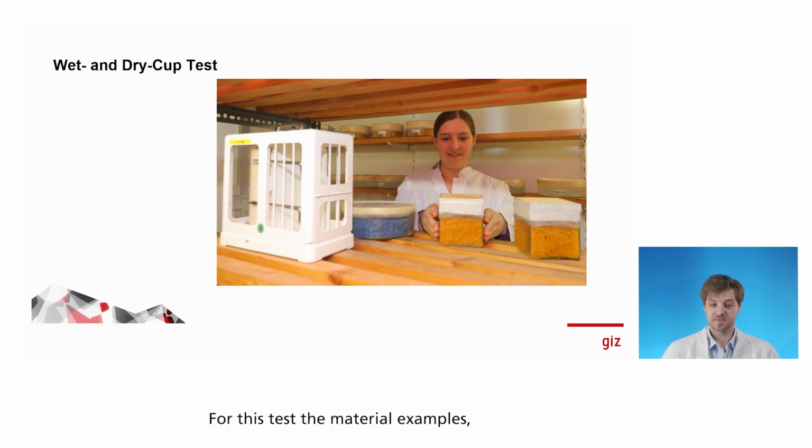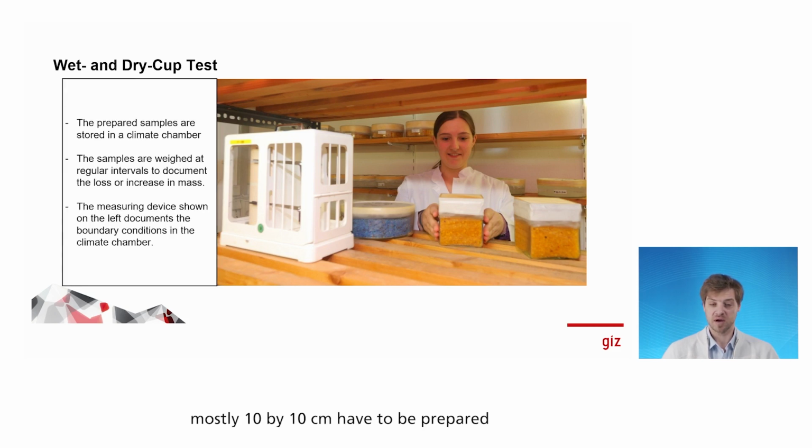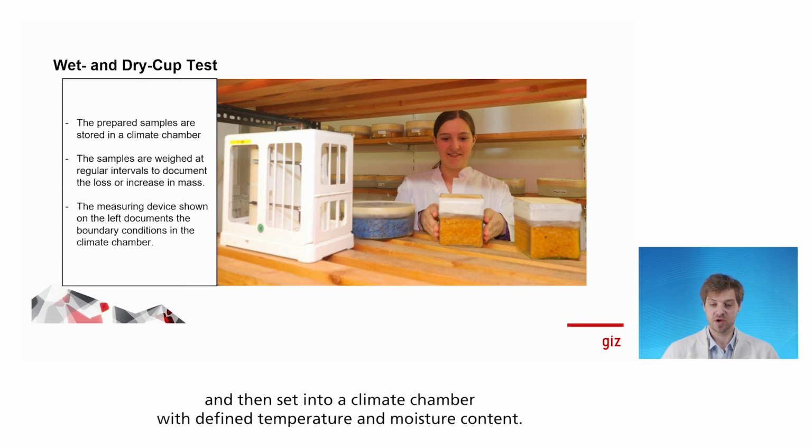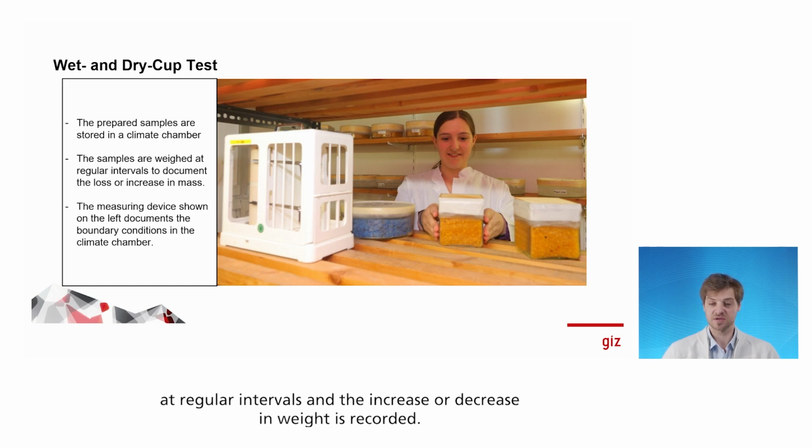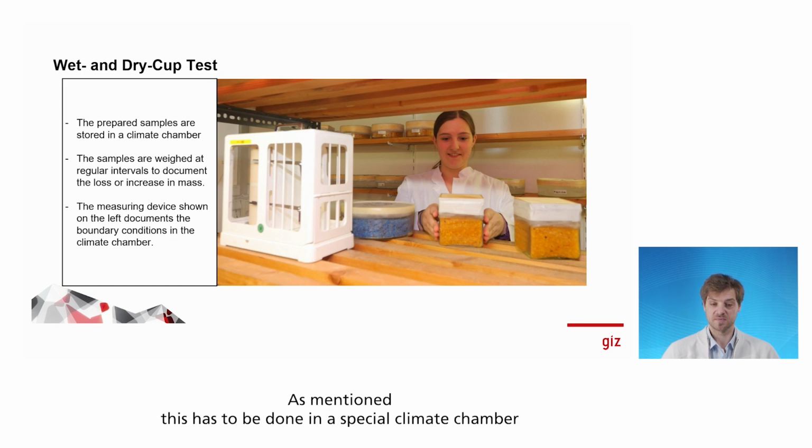For this test, the material samples, mostly 10 by 10 centimeters, have to be prepared and then set into a climate chamber with different temperatures and moisture content. To measure the vapor transport, the samples are weighed at regular intervals and the increase or decrease in weight is recorded. Using this change in weight, the diffusion can be calculated.